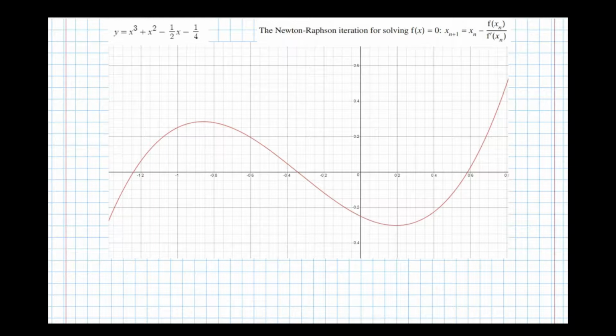So in a previous video, we derived the formula for the Newton-Raphson method, which is here. And now we're going to use it in a practical context. So in this case, our f of x is the equation whose roots we're trying to find there. So let's write that down. f of x equals x cubed plus x squared minus 1/2 x minus 1/4.